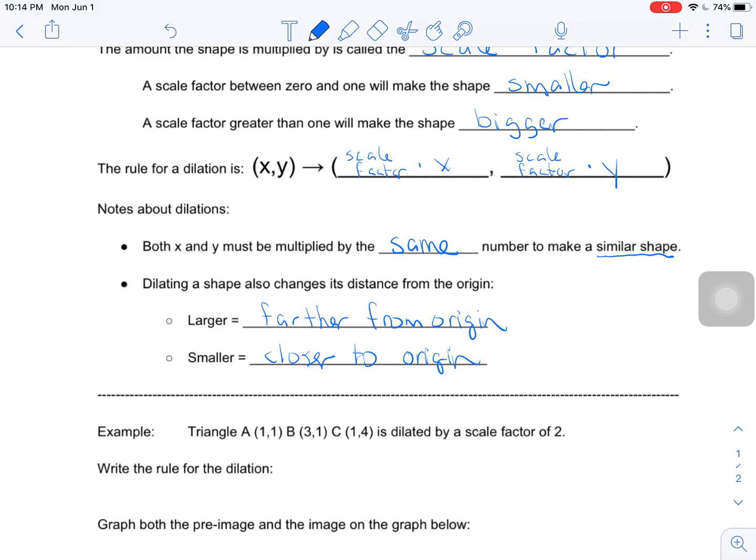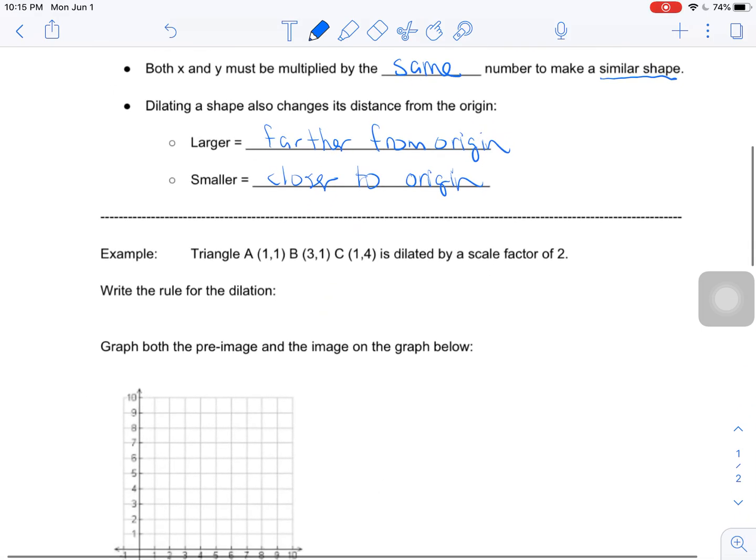So a dilated shape, generally speaking, should not be sitting directly on top of itself. It's going to move farther from the origin or closer to the origin. The one exception would be if you intentionally translated your shape. So maybe you made it bigger and it pushed it away from the origin, but then you used the translation to move it back. So that would be using more than one transformation, though. A dilation by itself will change how far the shape is from the origin.